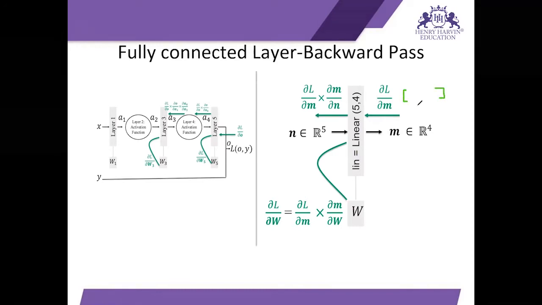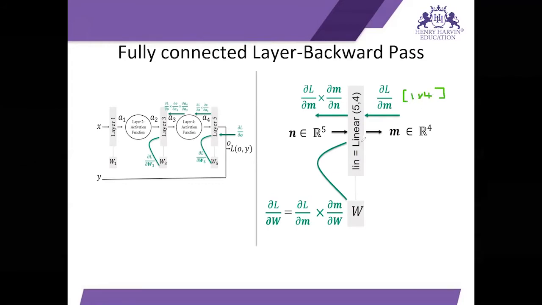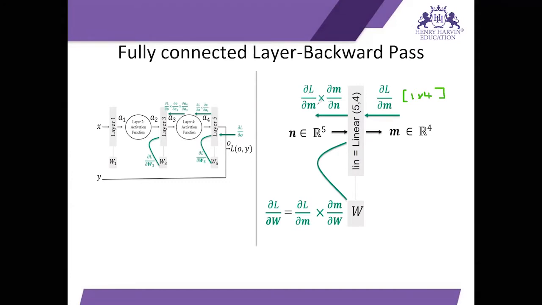Since the size of the output is 4, we have a row vector coming in from the next layer of size 1 cross 4. So our gradient of loss with respect to M, which is coming in from the next layer, is of size 1 cross 4, and this is the Jacobian. If you remember, the size of the Jacobian will be 4 cross 5, the size of the numerator cross the size of the denominator.